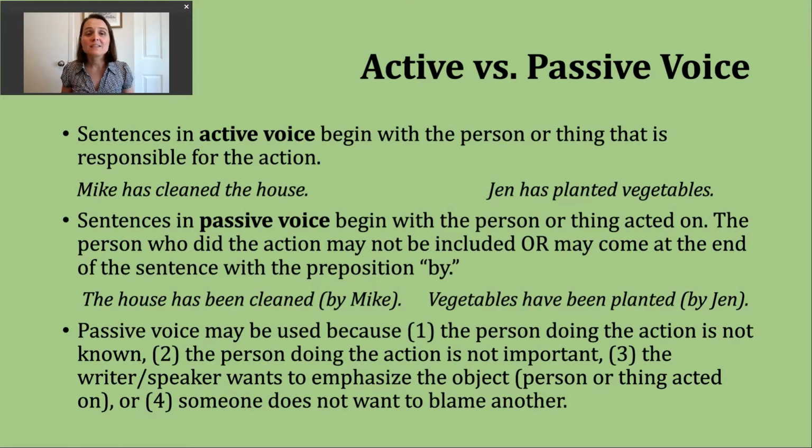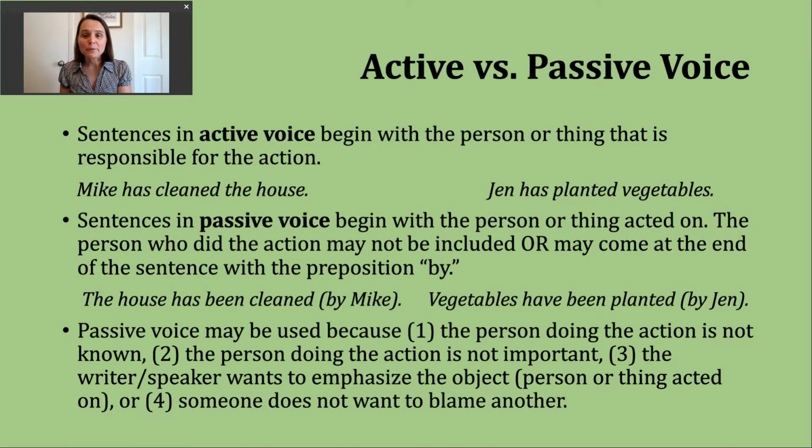In passive voice sentences, the person who is responsible for the action might not be included at all. Or if they are included, they're going to come at the end of the sentence after the preposition by. So I can take my first active voice sentence and change it into passive voice. I could say, the house has been cleaned. Or I could say, the house has been cleaned by Mike.